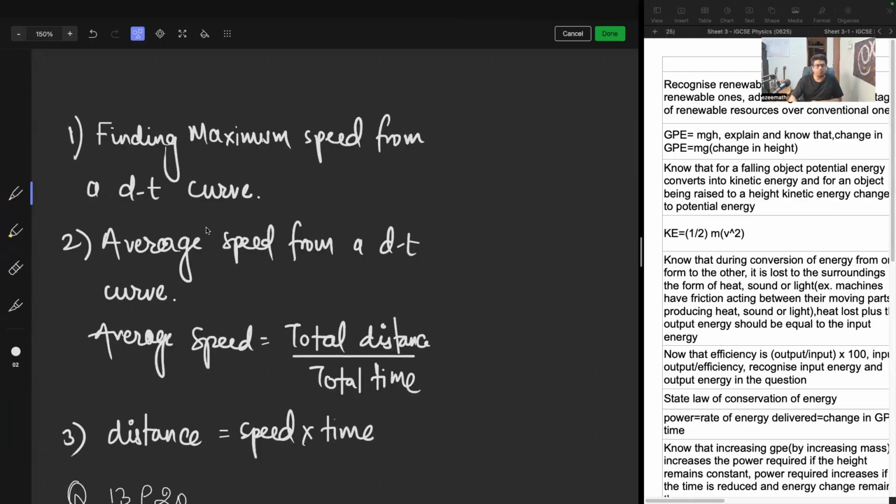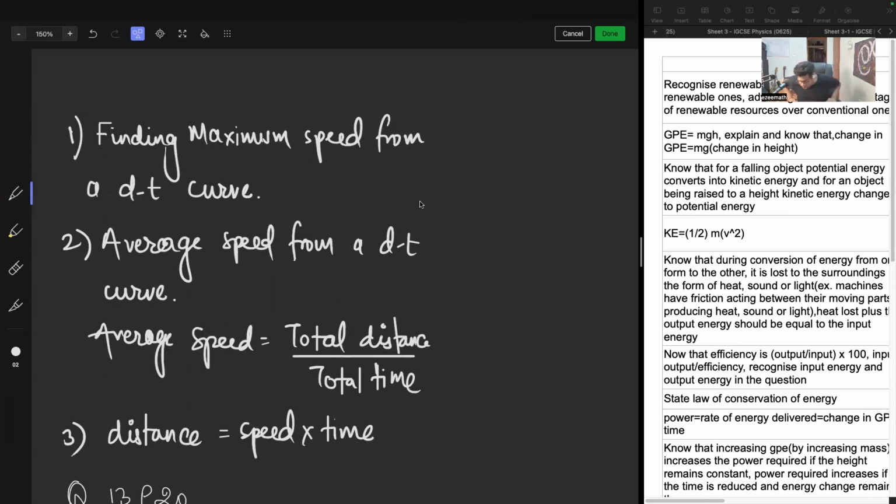Welcome to Easy Math. Today we're gonna look into distance time graphs from the topic 1.2 motion, IGCSE Physics 0625. I have created one video based on distance time graphs, but there are a few things remaining from distance time graphs that we should discuss, and we are also going to solve a few questions based on those graphs. So let's see with the topic, which is finding maximum speed from a distance time graph.